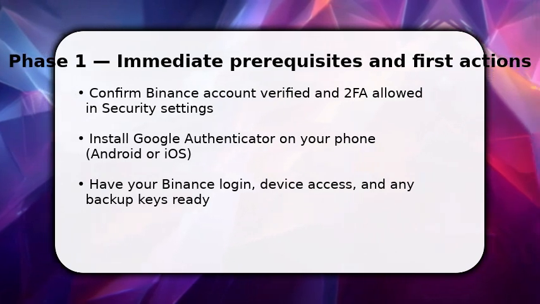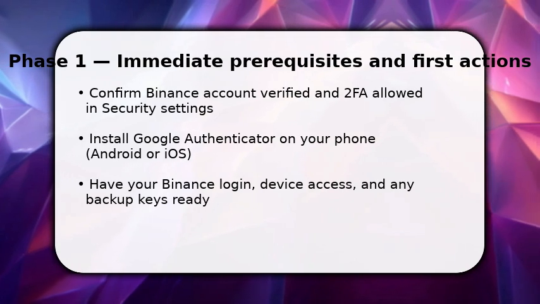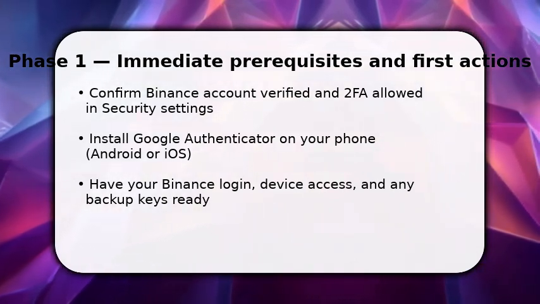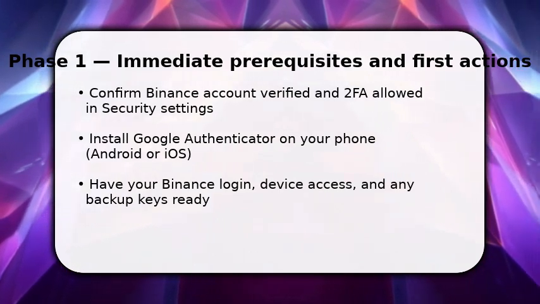Once done, choose Authenticator app on Binance and click Link or Bind. You'll be shown a QR and a text code. You must copy or save the text backup. It's essential if you lose your phone. These steps let you securely pair the app to your account.